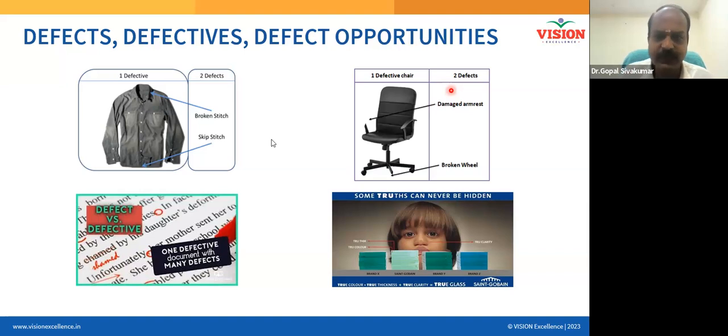And now look at the products here. Do you think in a shirt there are specifications, there are defects possible? You buy a shirt, there are defects possible. You can write down all the defects.